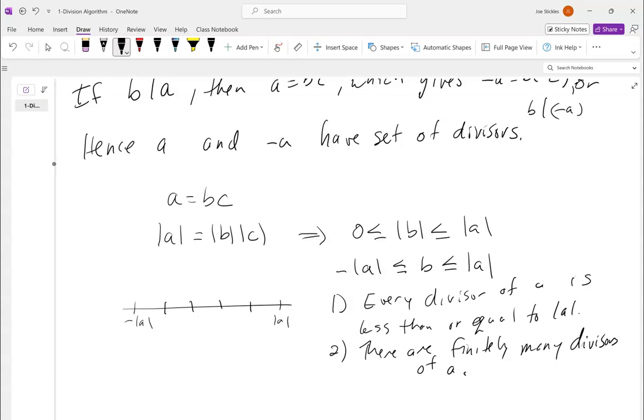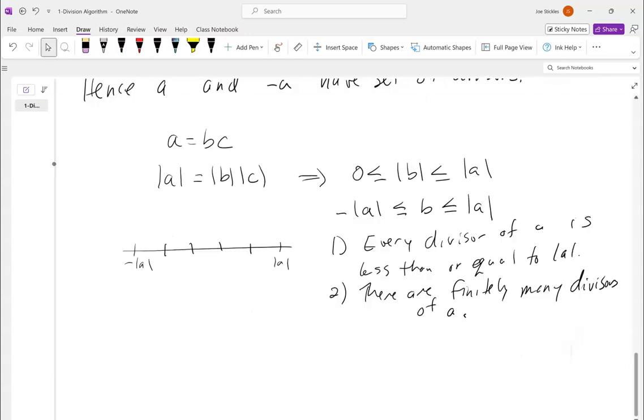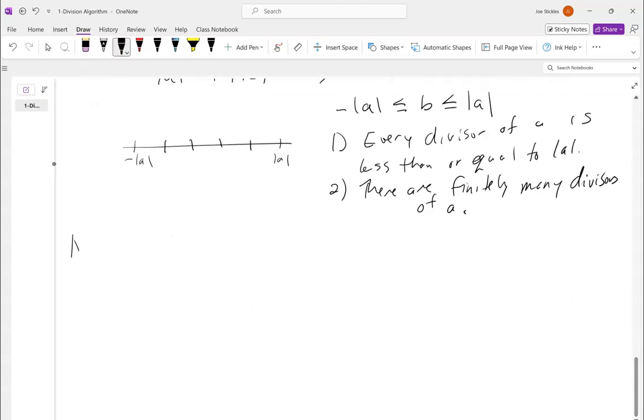Okay. So let's see if I've got one picked out for division stuff here. Okay. Let's look at number 4B on page 14. And some of these look like proofs.